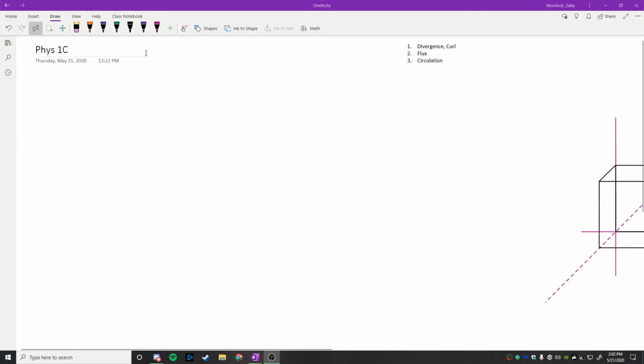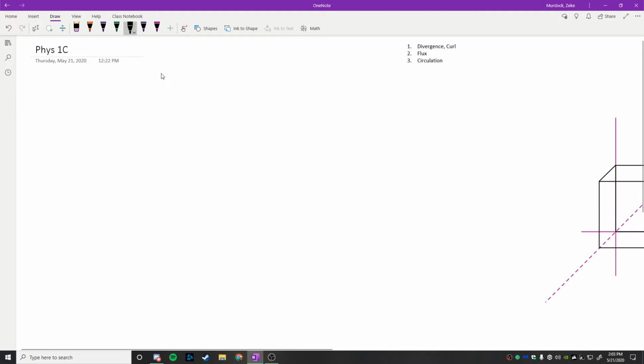Okay, this is Physics 1C for May 21st. Today we're talking about vector fields and how you can do some mathematical operations with them: divergence, curl, and then we're going to relate those ideas to things that we already know about, such as flux, and circulation, which is kind of like a line integral. So the first thing we want to talk about is what these things are.